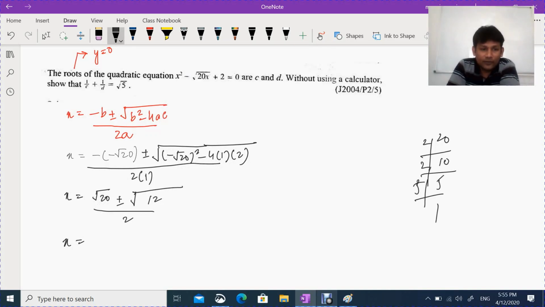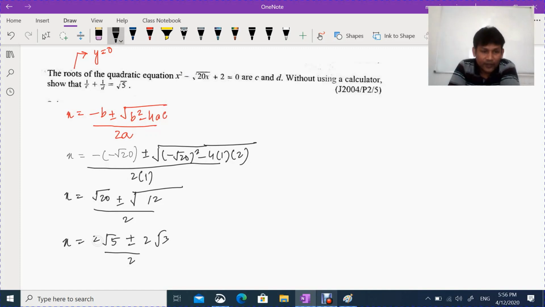So 2 under root 5 is your first factor, and plus minus 12, you know, 3, 3, 4, 12, sorry, 3, 2 and 2. So 2 under root 3, divided by 2. This 2 is common and will cancel out, so the final answer will be plus minus this. When I take 2 common, this 2 and 2 both cancel out. I am writing the direct answer. X is equal to under root 5 plus minus under root 3.